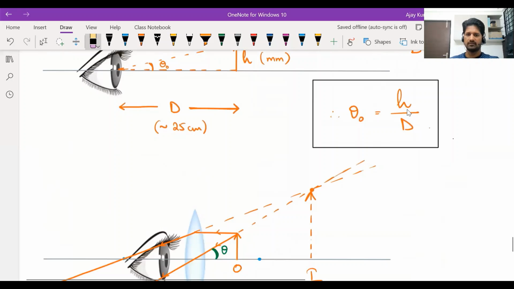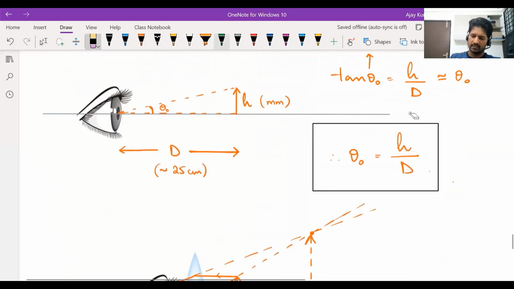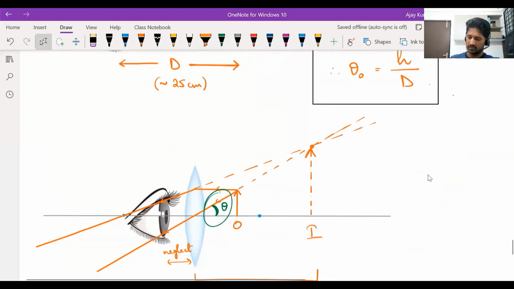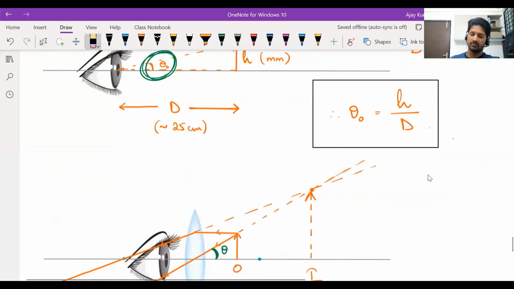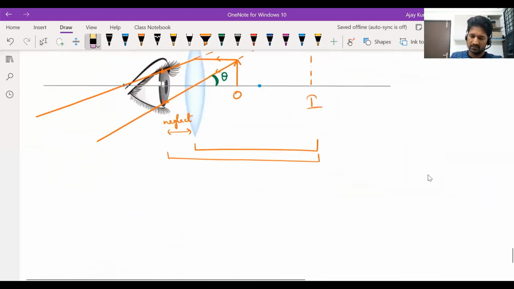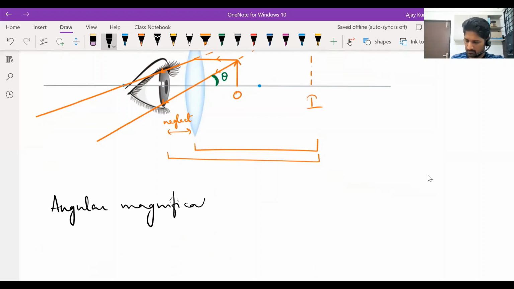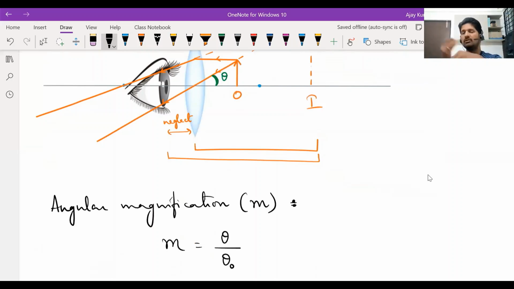Okay, now you can understand the difference. When the eye looks at the object directly, it was subtending a small angle. When the eye looks at this enlarged image, it is subtending a bigger angle. That is the kind of magnification we are looking for. This is what we call angular magnification. And it is calculated as the final angle subtended on the eye divided by the initial angle subtended on the eye when we look at the object directly.